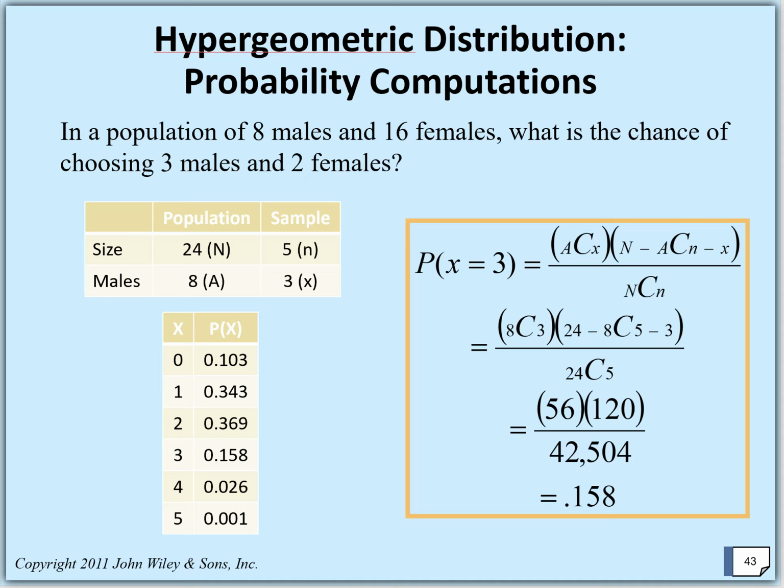In a population of 8 males and 16 females, what is the chance of choosing 3 males and 2 females? So first of all, x is equal to 3. Let's say what is the probability of choosing 3 males? Put it in the formula, 8 and 3, and you get 15.8%. Remember, the total population is 24. 16 plus 8 is 24. So that's what you have here. So it's 15% of the time you will get 3 males. So these are different combinations out of those 8 males.